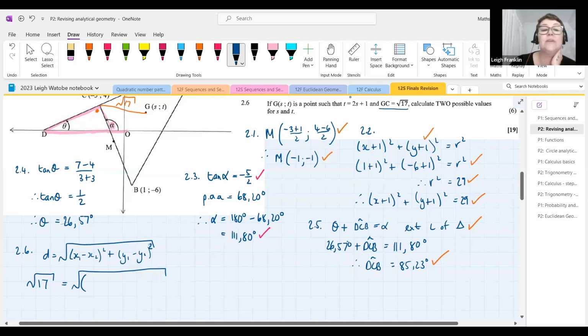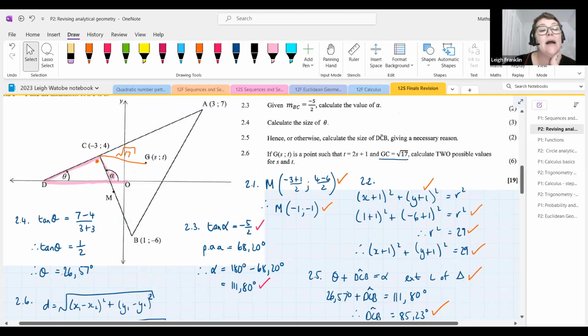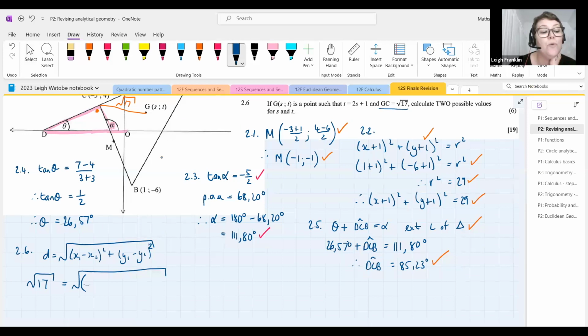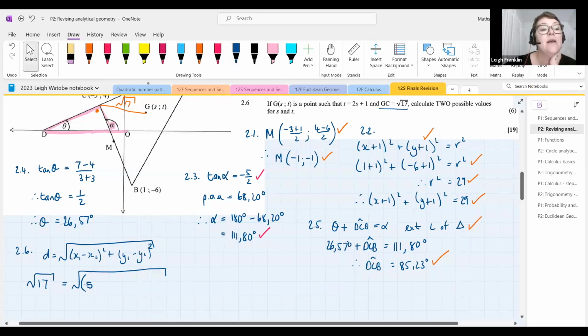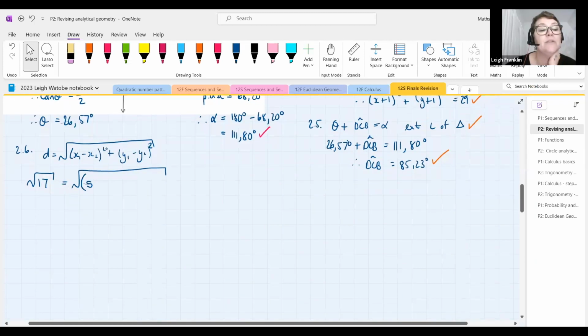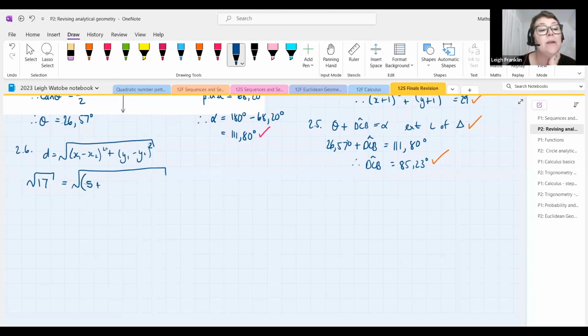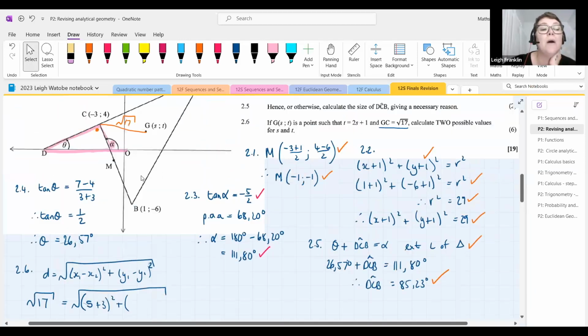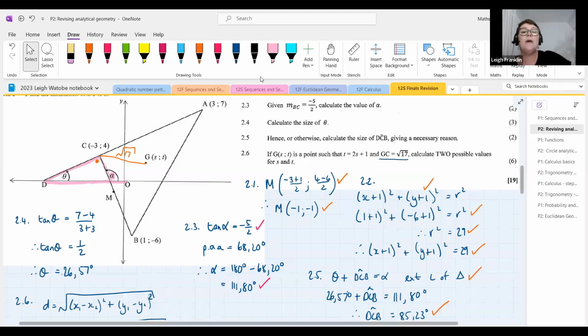So now I've got to pick an x coordinate. The x coordinate at G is S. So if I decide to work with the letter S, then my x coordinate at C is -3. So this will be S plus 3 squared. Now I want to work with my y coordinates. What am I going to write my y coordinate as? Exactly, Tsegofatso. What T is equal to. So it's equal to 2S plus 1.